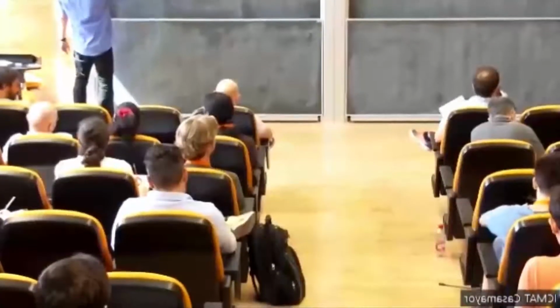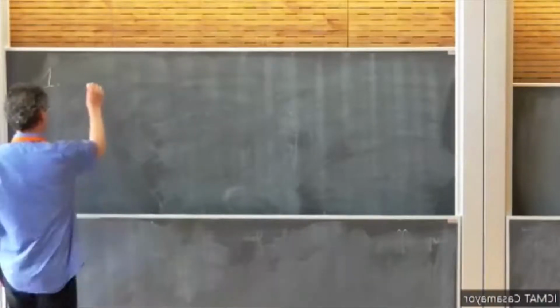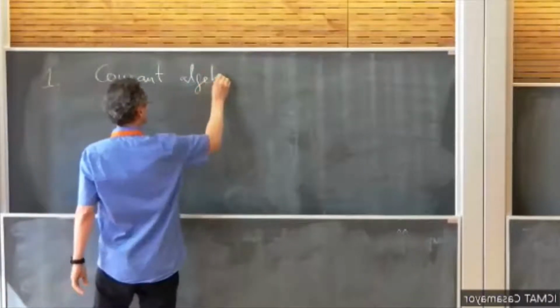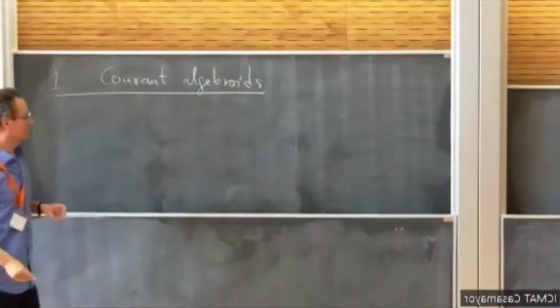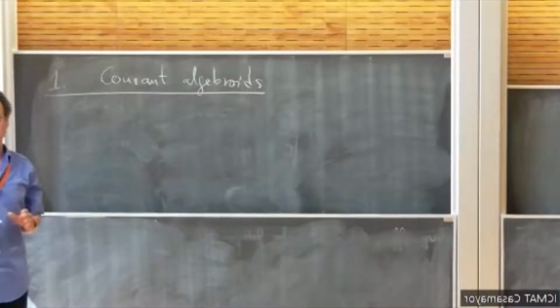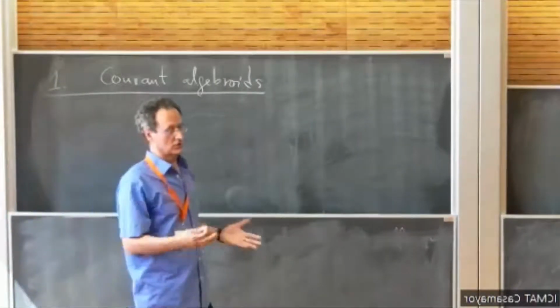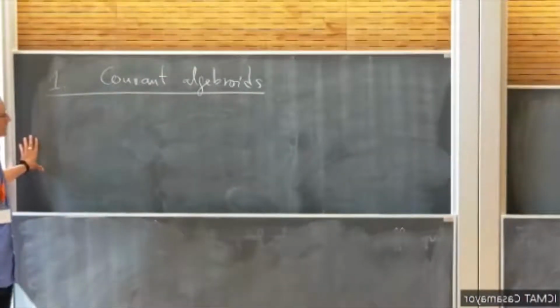Okay, so I start by explaining what is a Courant algebroid, to situate you in the correct setting. So the Courant algebroid is a formalization of some structure which we have on the sum of the tangent and the cotangent bundle of a manifold. It takes a vector bundle that has a certain bracket on its sections, which is as canonical as the Lie bracket of vector fields, but has slightly different properties. So I will recall this very briefly.